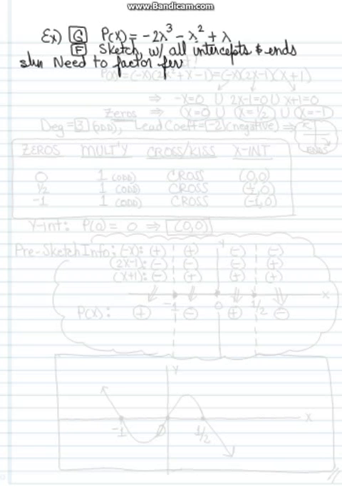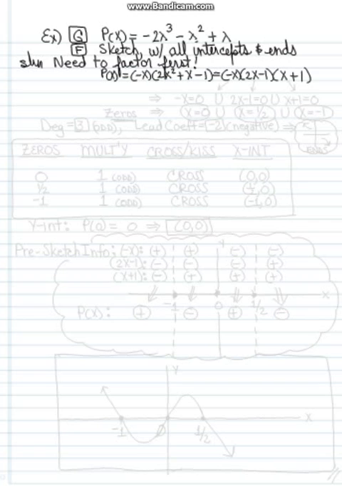So I notice that each of these three terms, negative 2x cubed minus x squared plus x, share a common factor of either x or negative x. I'm going to pull out negative x as a common factor because that way my first term that's left over will be positive and easier to factor. It's 2x squared plus x minus 1.